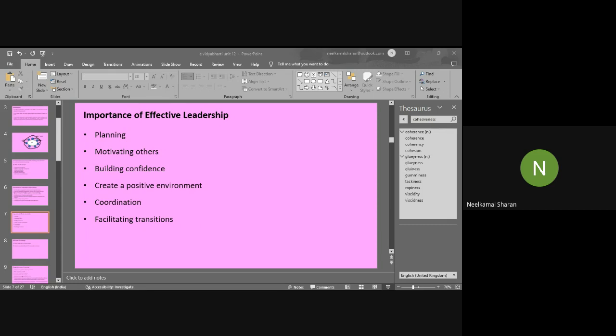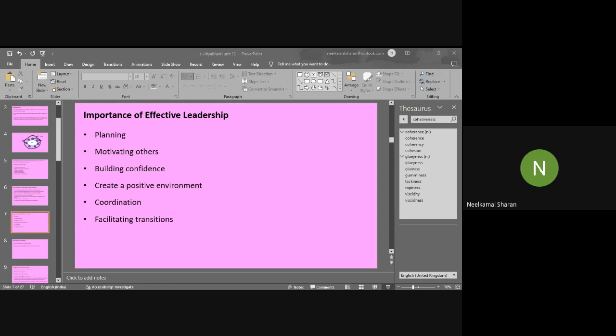The leader plans in a group to achieve a particular goal with the help of all the people that are involved, all those who are involved. That is the employees, or members of the group.